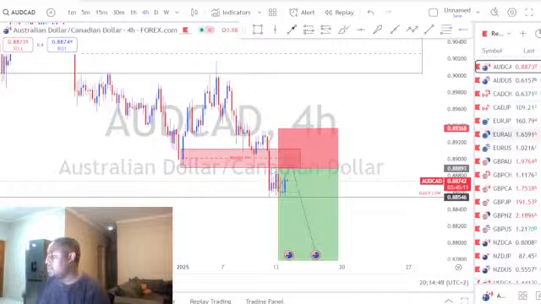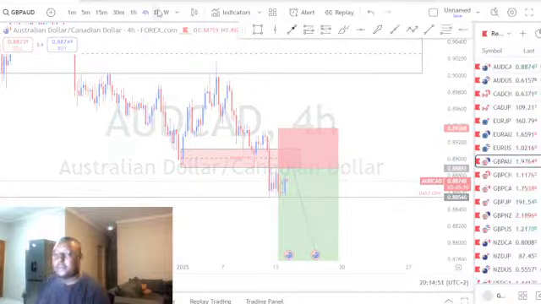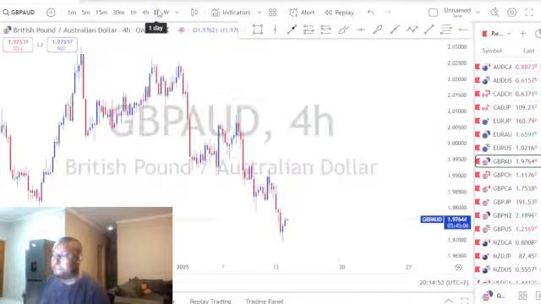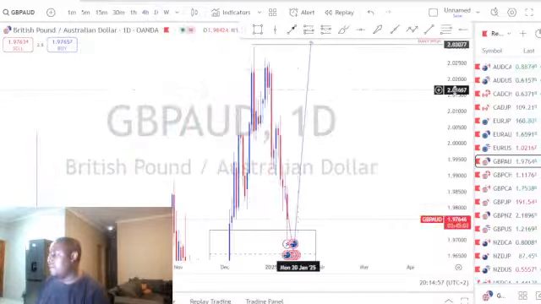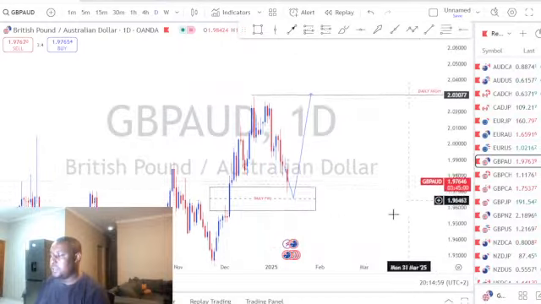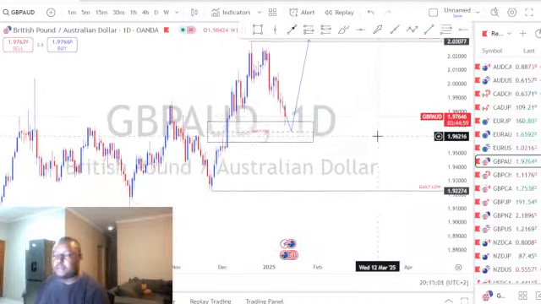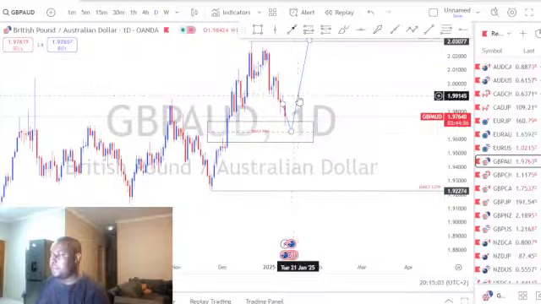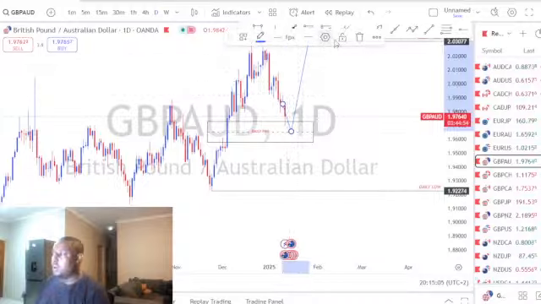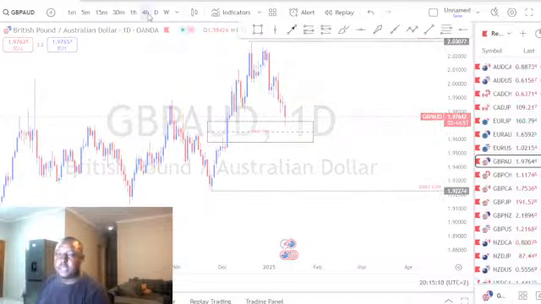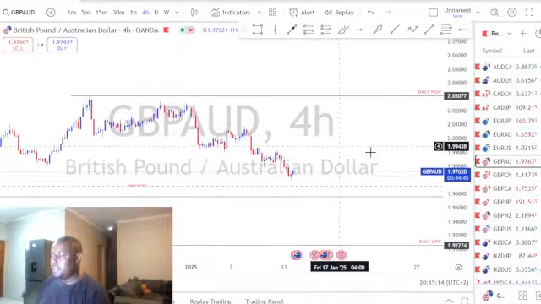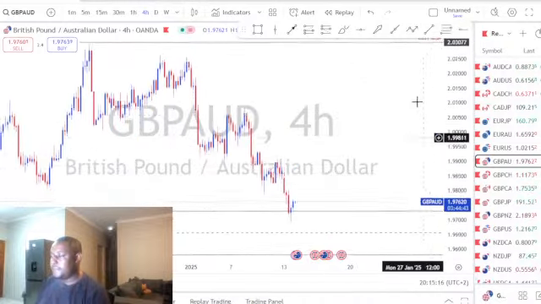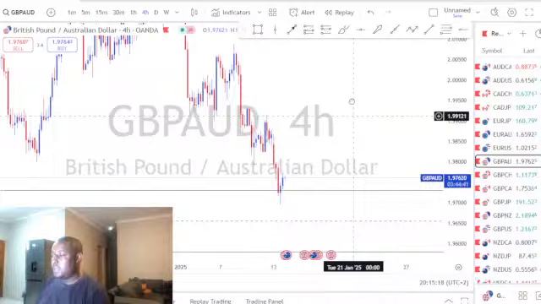Okay, let's start with GBPAUD. Let's see what we have. But remember, guys, this is not financial advice. So we have tapped into our daily fair value gap, and I'm looking to go long. So I'm just going to be waiting on the 4 hour time frame to see how the market reacts at the 4 hour time frame, specifically. Let me mark that.